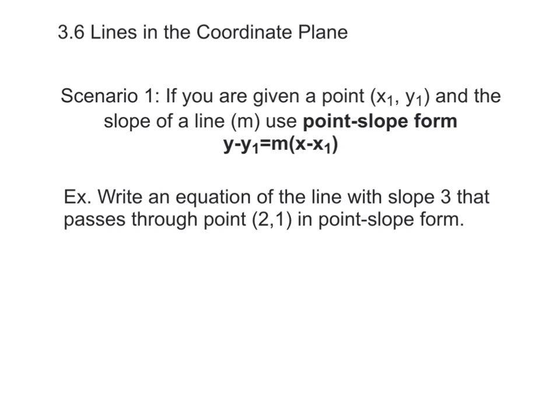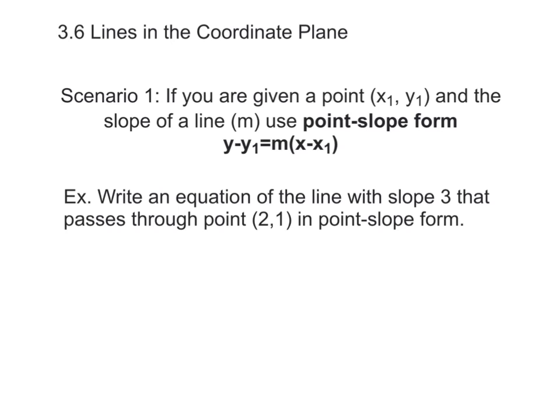So here's scenario one. If you're given a point, we'll call that point x1, y1, and the slope of a line, which is known as m, use the point-slope form, y minus y1 equals m parentheses x minus x1. So whenever we're given just a point and a slope, we're going to use point-slope form. It may seem like common sense given that it's point-slope form and we're given a point and a slope, but it isn't always that way, so I really want to stress that point.